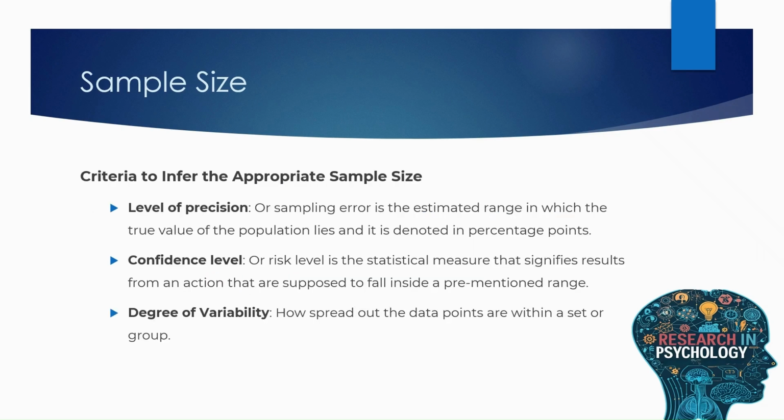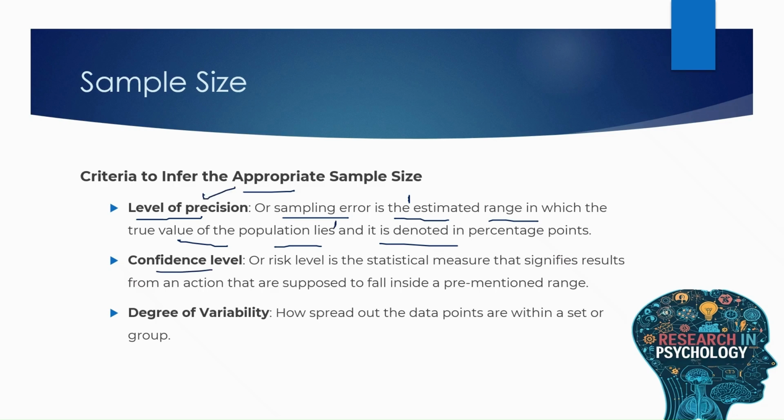Next, we look at the criteria to infer the appropriate sample size. The first criterion we have is the level of precision. We have already seen this, right? This is the sampling error, or the estimated range in which the true value of the population lies, and it is denoted in percentage points. So this is the estimated range in which the true value of the population lies. All right, so this is the level of precision.